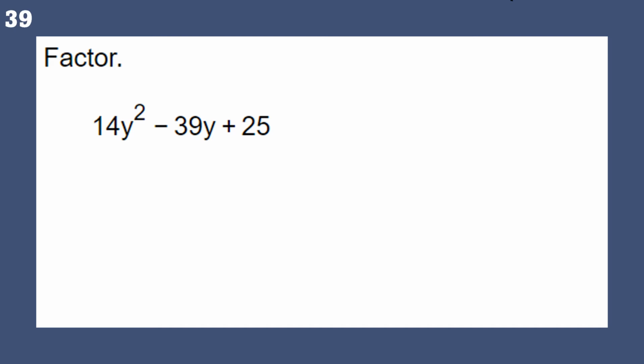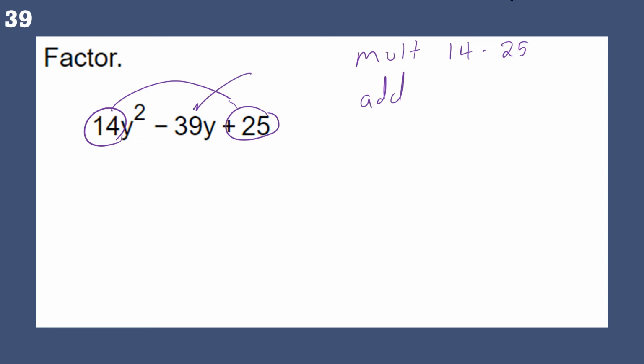Factor. Factoring this trinomial at first looks very intimidating because we've got some pretty ugly numbers, but more than that, we've got numbers in front of our lead variable. So before we try to find two numbers that work, we need to multiply the first coefficient and the last coefficient together. So 14 times 25. We're going to try to find two numbers that multiply to whatever 14 times 25 equals, but also add to the number in the middle, which is negative 39.